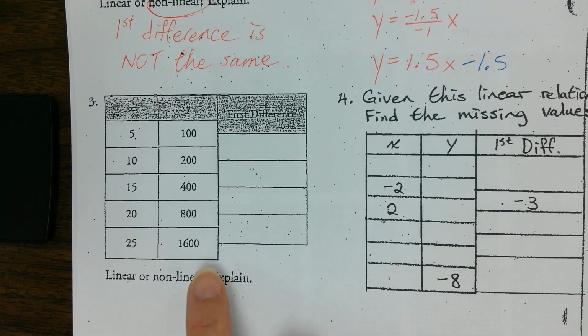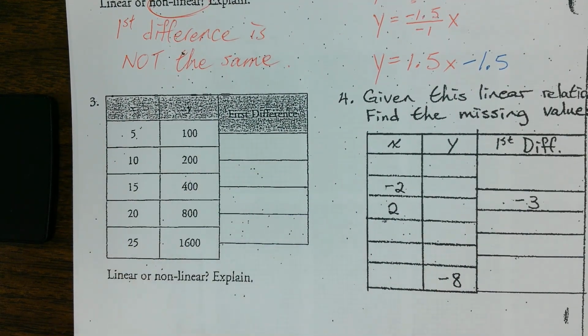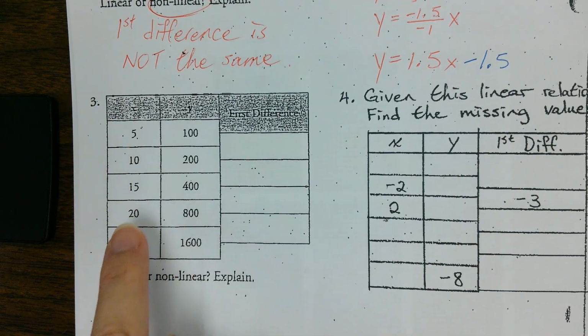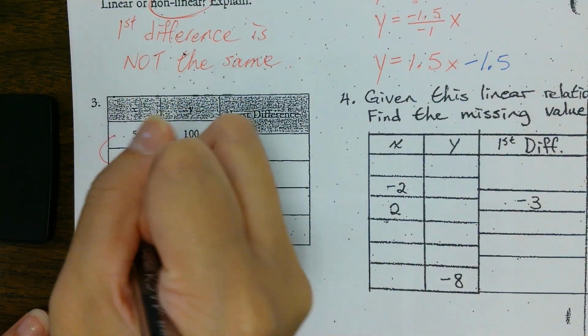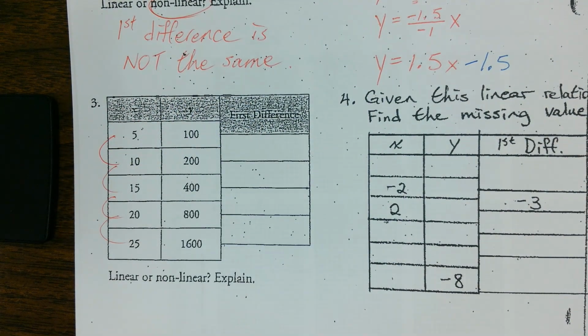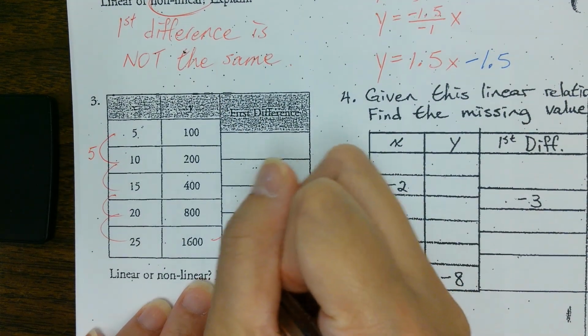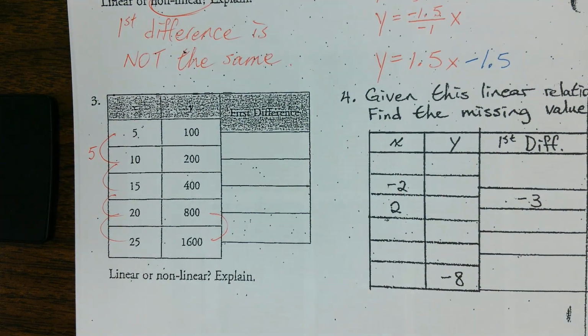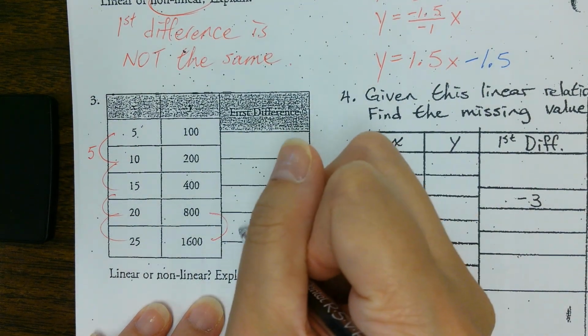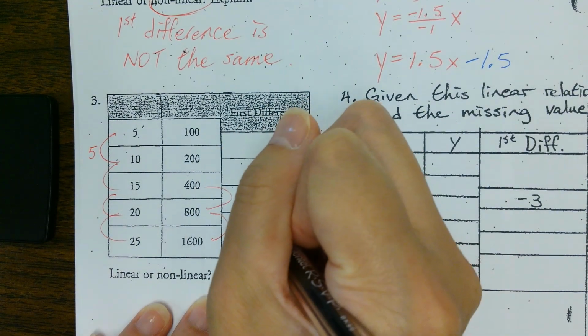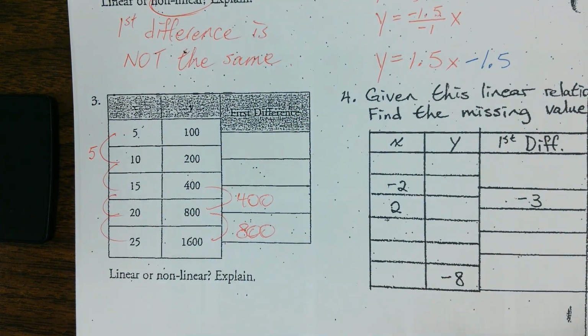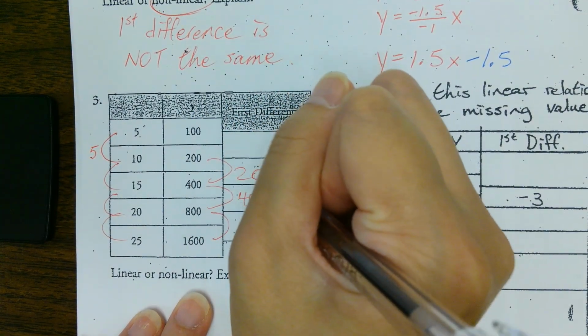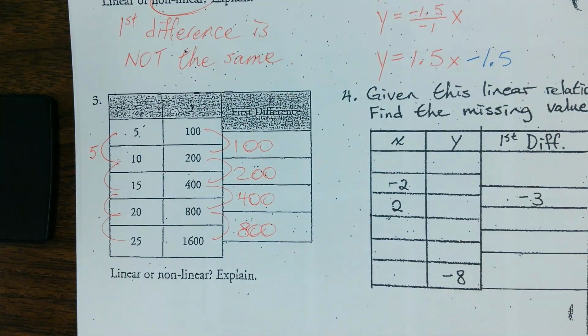Okay. This next one, are my x going up or down by the same amount? Yep, 5, 10, 15, 20, 25. So what's the difference in my x? Yeah, 5. Good. When I do this, 1600 minus 800, I get 800 as my first difference here. 800 minus 400, I get 400 as my difference. 200, 100. So linear or nonlinear?